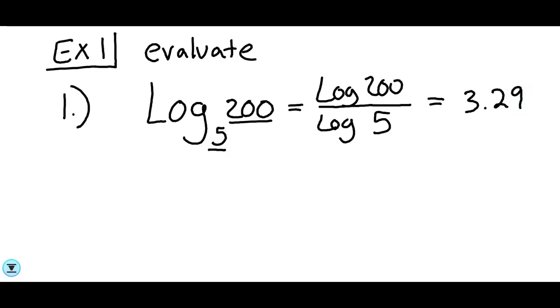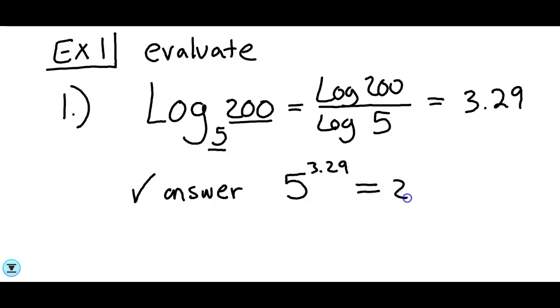We agree? And you don't have to do this, but it's a nice way to check your answer. I know that that's right if I do 5 to what power? I know that we're right if that gives me something pretty close to what? 200. And we could check that on our calculator. Does 5 to the power of 3.29 give you something pretty close to 200? So it's close? Good. All right, so we're good. So you don't have to do that, but it's helpful.